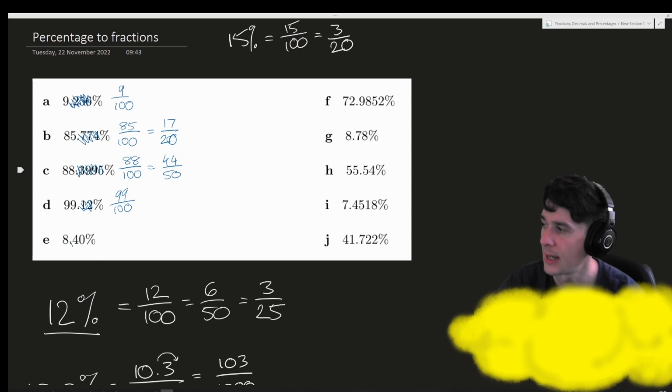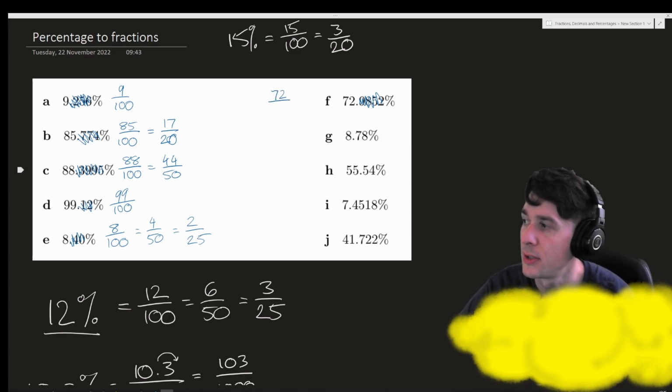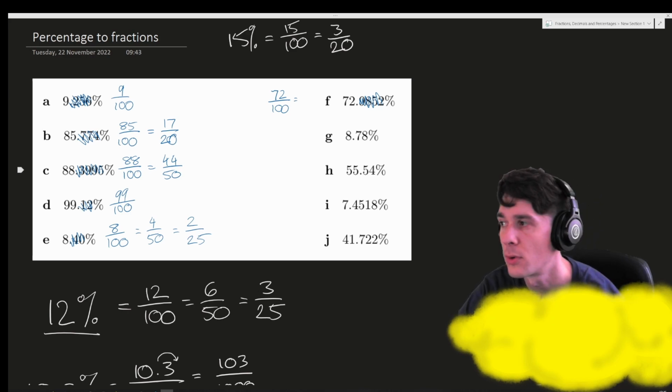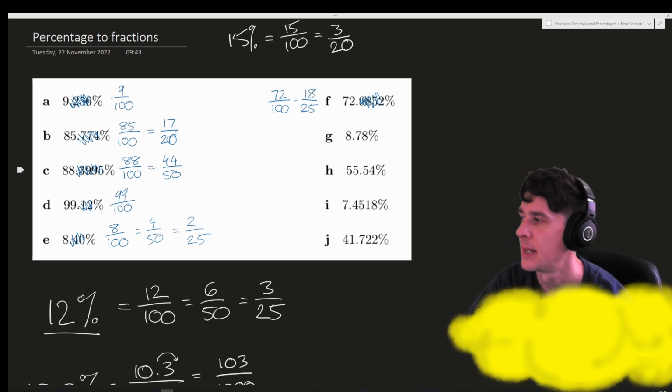If we had 8%, that would become 8 over 100, which would simplify to 4 over 50, and then to 2 over 25. If we had 72%, that becomes 72 over 100, which would simplify, if we divide by 4 on top and bottom, to 18 over 25. Now, I already did 8%, so I'll skip that.